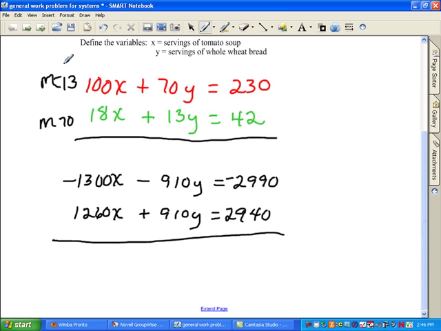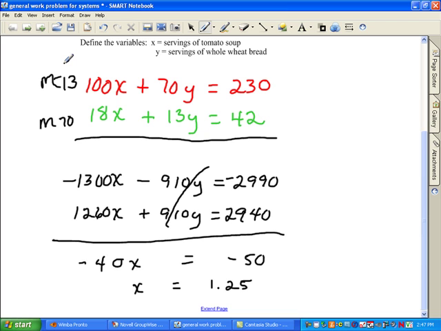And now you can see my numbers. I'm just going to combine them. You can see that the y's eliminate. And when I do my math, I get that x is equal to 1.25. So we defined x as the servings of tomato soup, so I could have 1 1/4 servings of tomato soup.